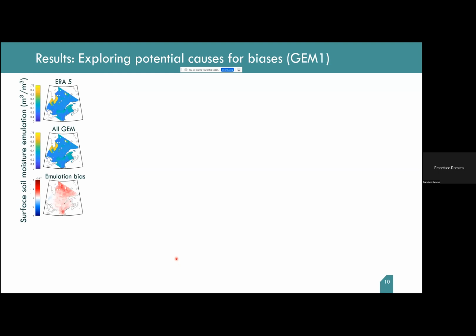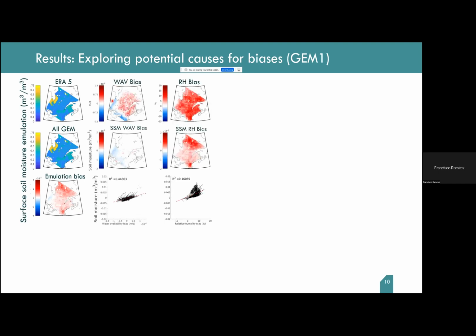Okay, moving on to the potential drivers of bias. Here, the plot in the middle shows the surface soil moisture emulation with all GEM1 predictors. And this is the bias in relation to the Euro 5 emulation. We see a positive bias across the domain. In the top row, I'm showing the bias of each predictor. The plots in the second row show the bias between emulations once the predictor was replaced.